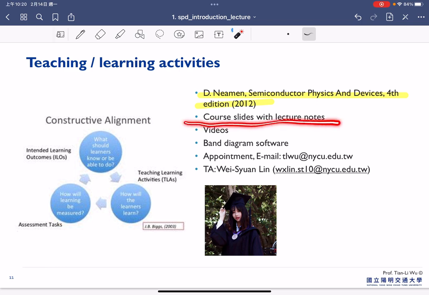We will have the course slides with the lecture notes. We have the video. We have homework, which is about the Venn diagram software. So we will request everyone to use the software to do some Venn diagram analysis. If you have any questions, you can email me. And we have the TA here. She will help us with the homework grading.